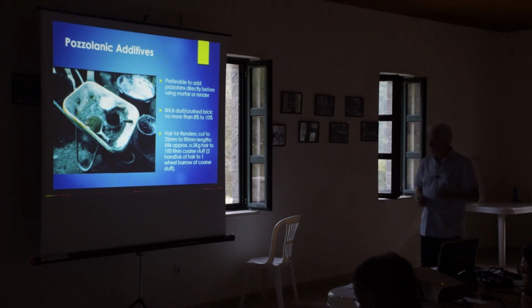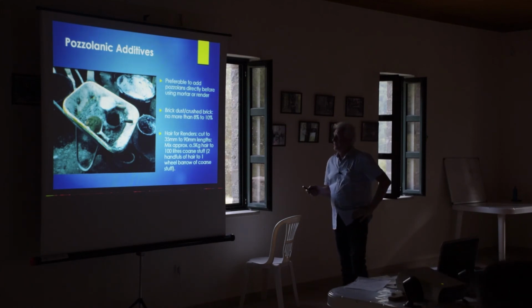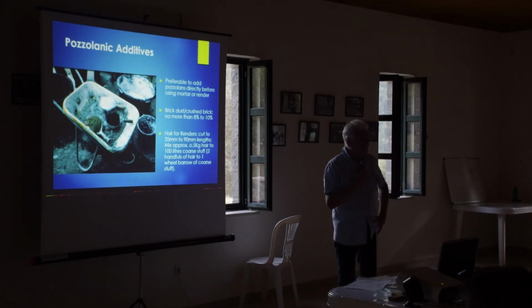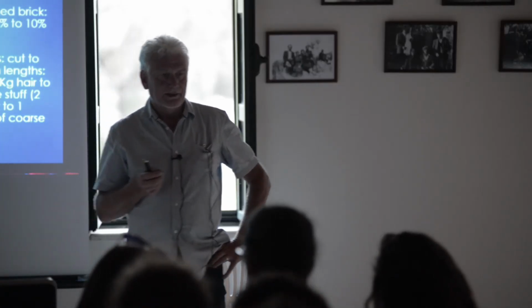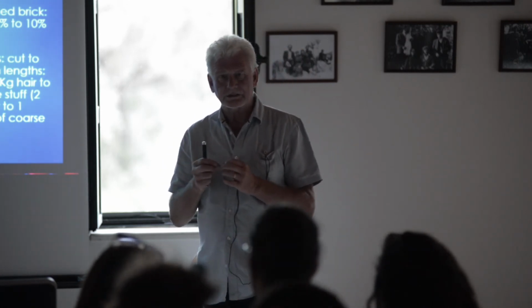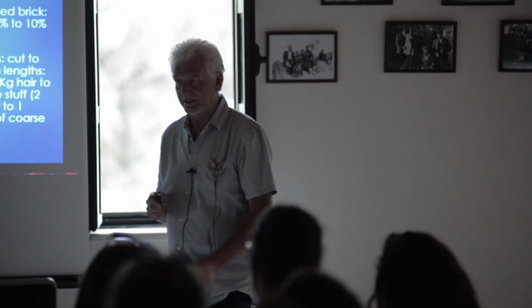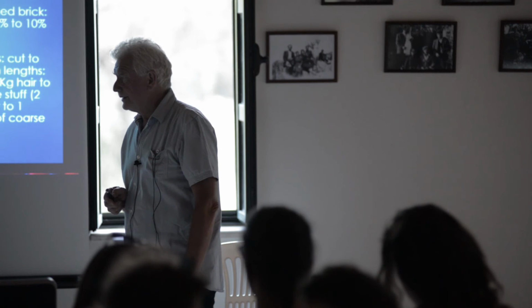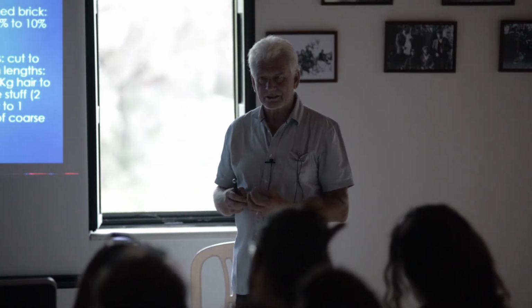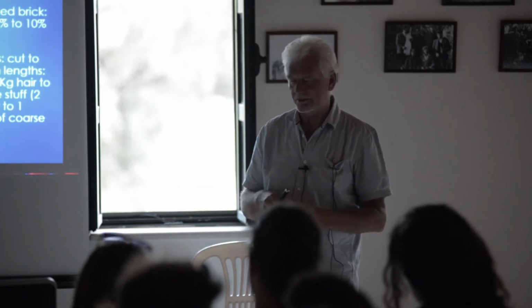So, pozzolanic additives. There are many types of pozzolanic additives. One of the most common for me is brick dust, or crushed brick. Not dust, but crushed into little particles so that it looks like a sand, and it's all angular. What happens with that is it improves the strength of the mortar, and it speeds up the process a little bit.